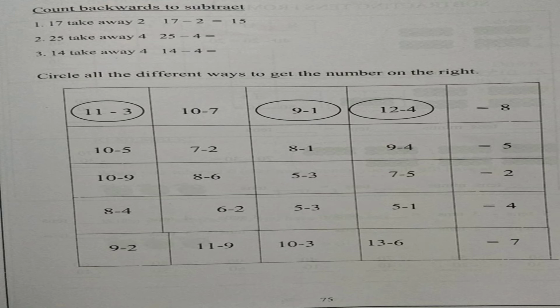There you have to take away 4 from 25. So keep the bigger number in your mind, that is 25. 4 on your fingers and let's count backwards. So before 25 it is 24, then 23, then 22 and 21. So we're going to write 21.